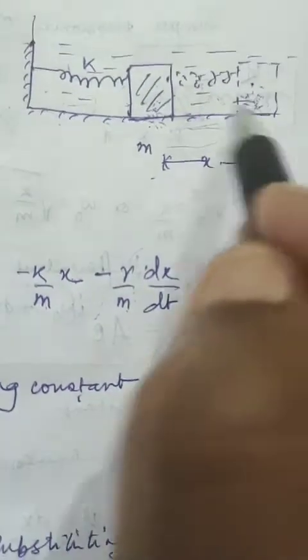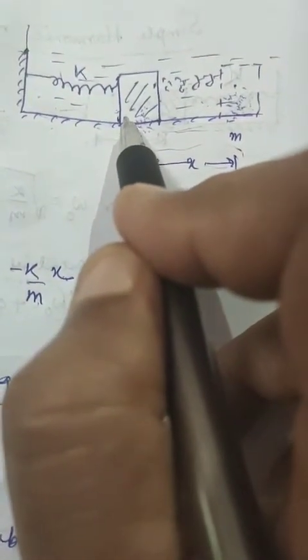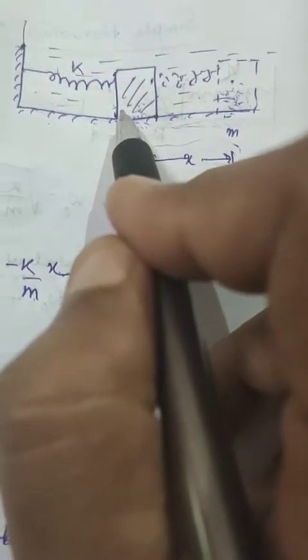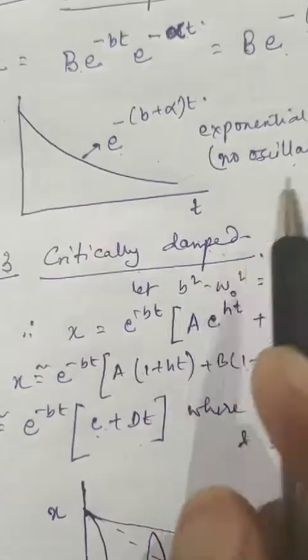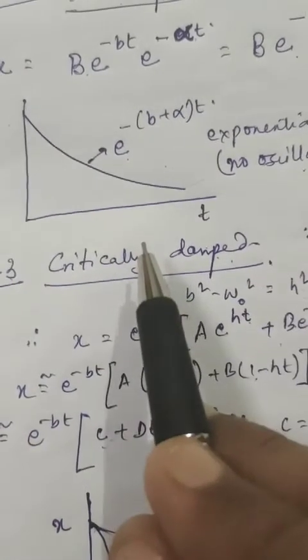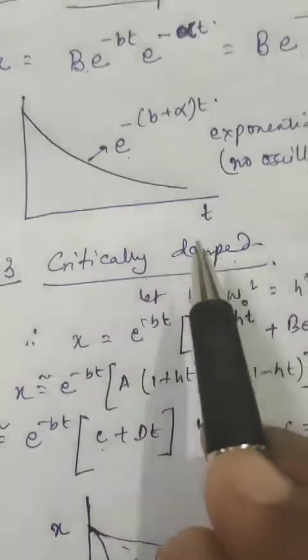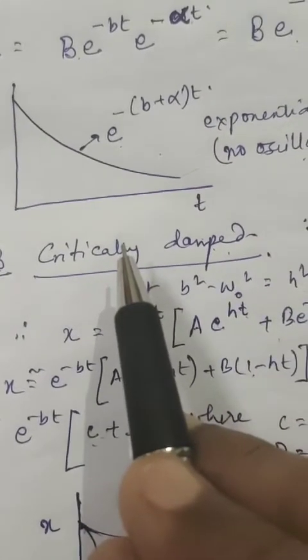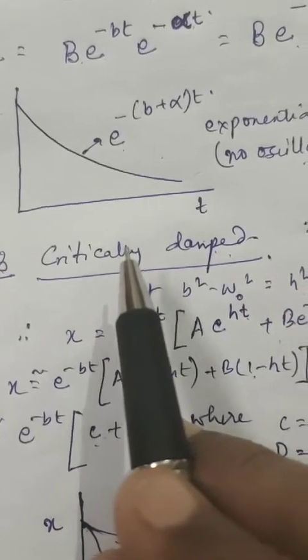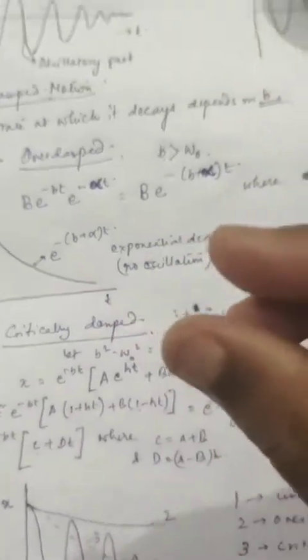So it is not oscillatory in nature, but it reaches the equilibrium position in the smallest or the lowest amount of time. It reaches the equilibrium position fastest. So critically damped motion is that the mass will not oscillate. It will stop at the equilibrium position, but it will reach the equilibrium position fastest. So try to visualize this.